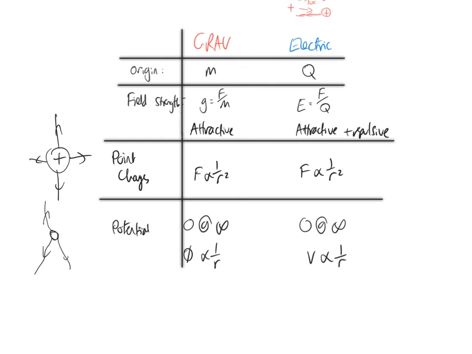We notice that the force for both is proportional to 1 over r squared, so a very big similarity there. And for potential, again, very big similarity, that we define zero potential for both of them at infinity. And again, notice how the gravitational potential over here and electric potential over here are proportional to 1 over r.